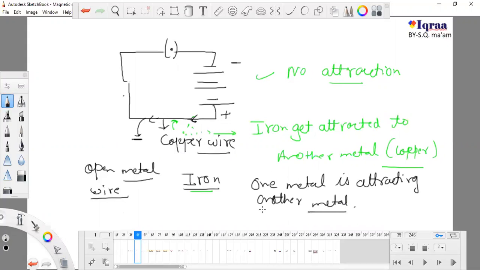Isn't it amazing that one metal is attracting another metal? But one metal is attracting another metal only when there is a passage of current or electricity. So definitely the passage of electricity brings something into this wire. This passage of electricity is bringing something into this copper wire, this metal wire. That's why it can attract this iron.